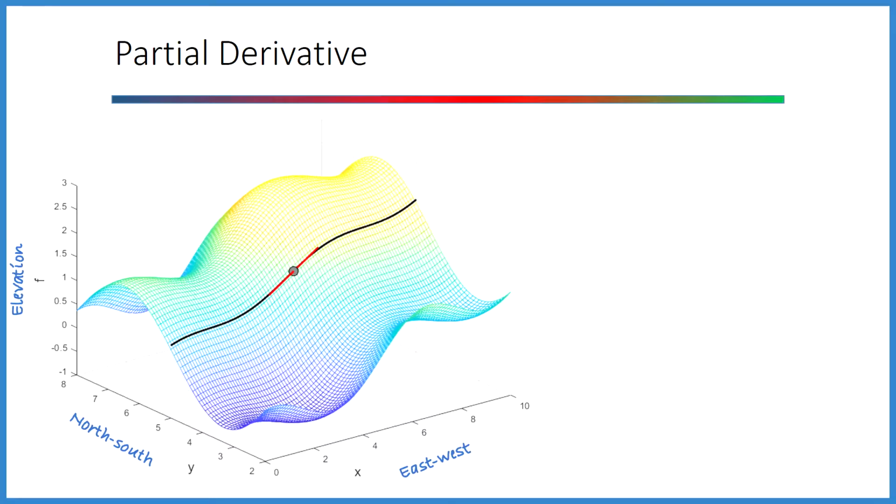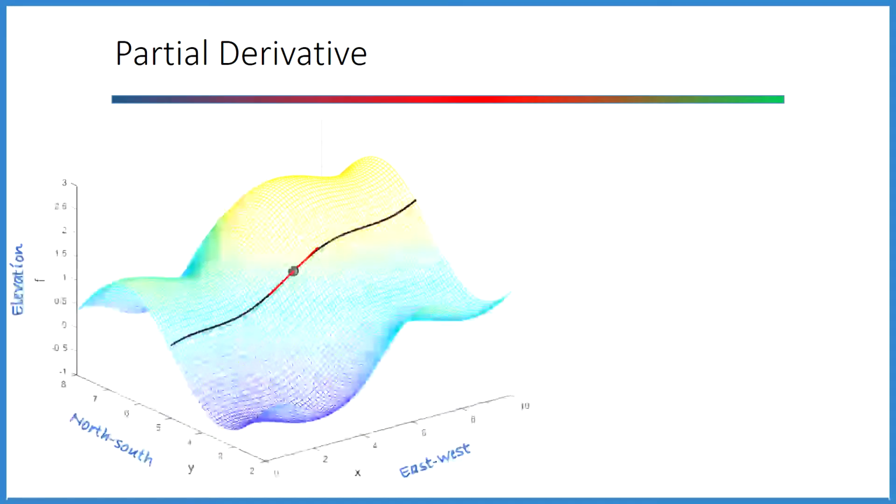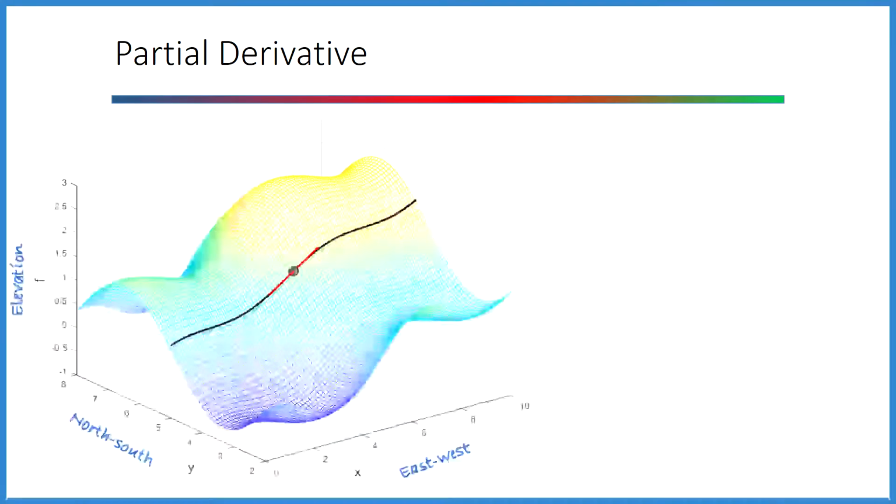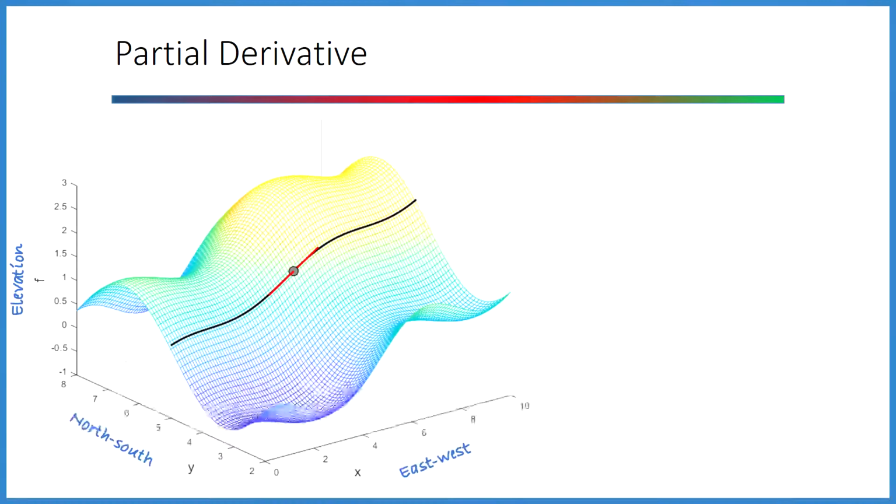Now let's go back to this example in which you're hiking across some hills. X corresponds to distance in the east-west direction. Y corresponds to distance in the north-south direction. And we have a function f that is a function of x and y, where f of x comma y is the elevation at the point x and y.